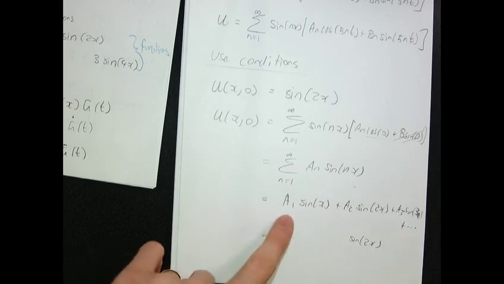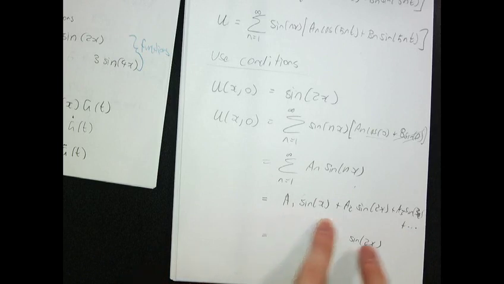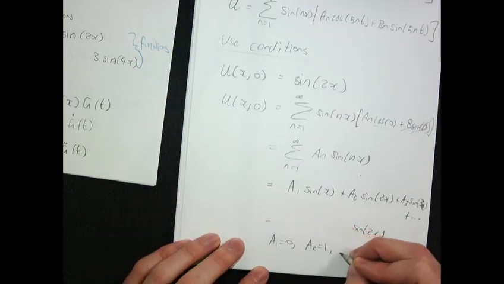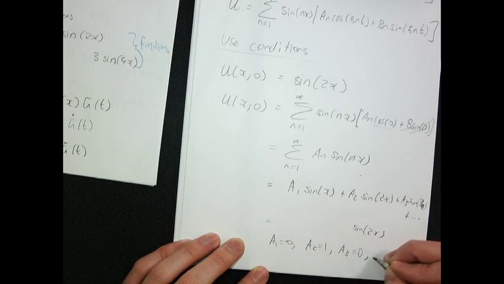So, A1 has to be 0 because it doesn't line up. A2 has to be 1 because that's what lines up. And A3 has to be 0, and A4 has to be 0, and A5 has to be 0, and all the other ones have to be 0. So the only matching sine is this one. All the other A's have to be 0. So I've got that A1 equals 0, A2 equals 1, A3 equals 0, and all the rest of them equal 0, because that's what lines up with my sine here.